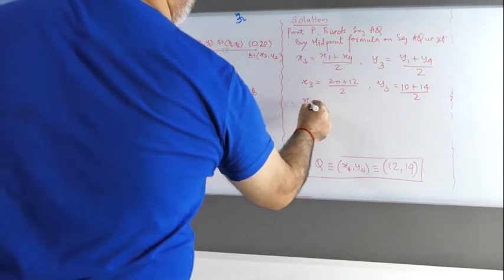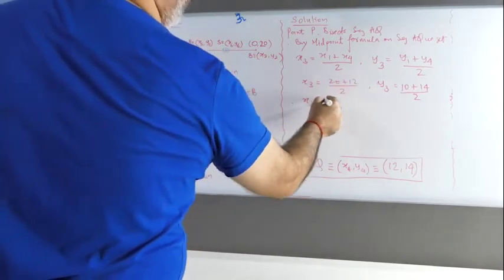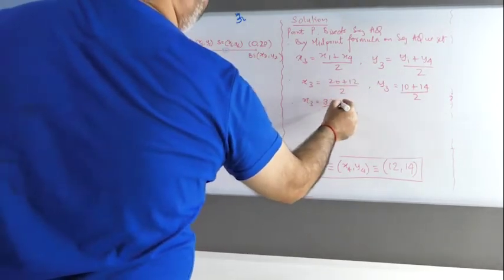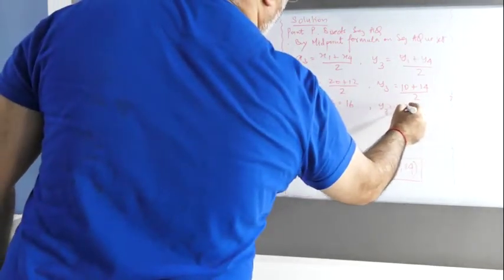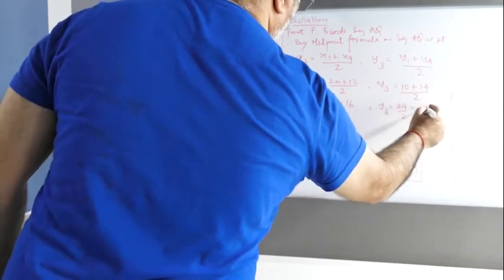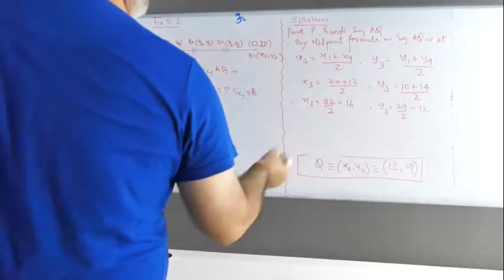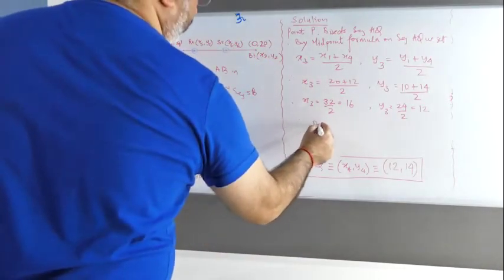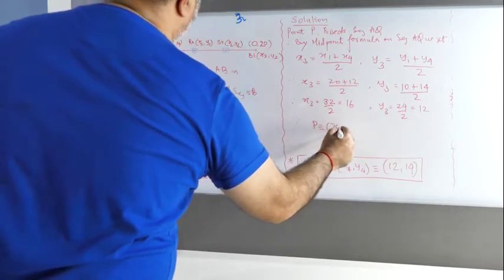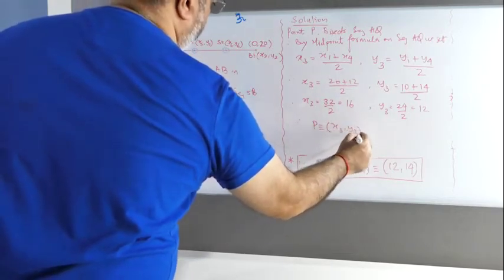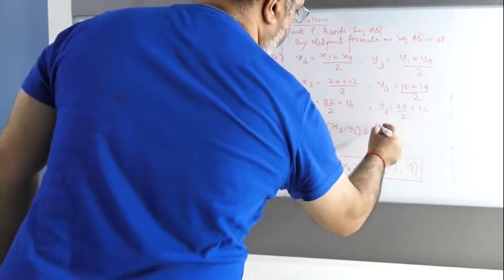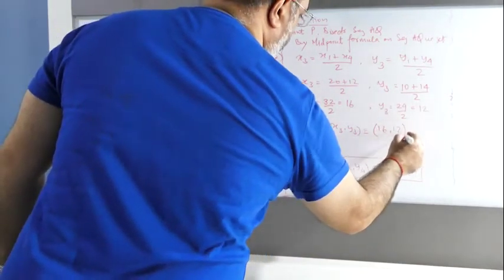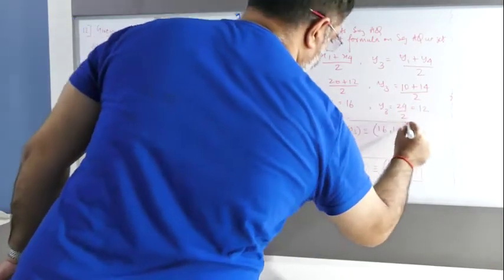So x3 is going to be 32 upon 2. What is that? 16. And here y3 is 24 upon 2. What is that? 12. So you got P. Therefore P is equal to (x3, y3), which is (16, 12), and this is the second point you have got.